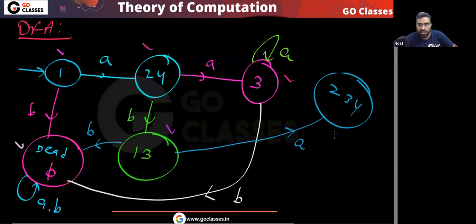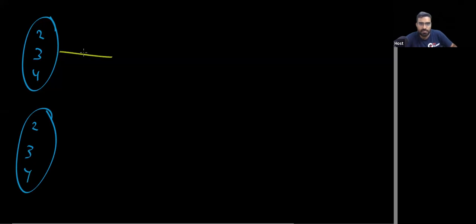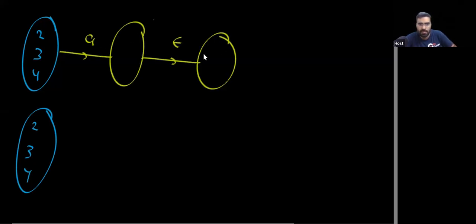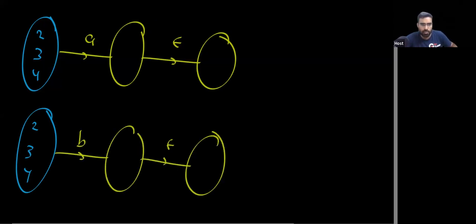Now 2, 3, 4 is still remaining. Where will it go on A, and where will it go on symbol B? Let's quickly do it. Just look at the edges, only the edges.